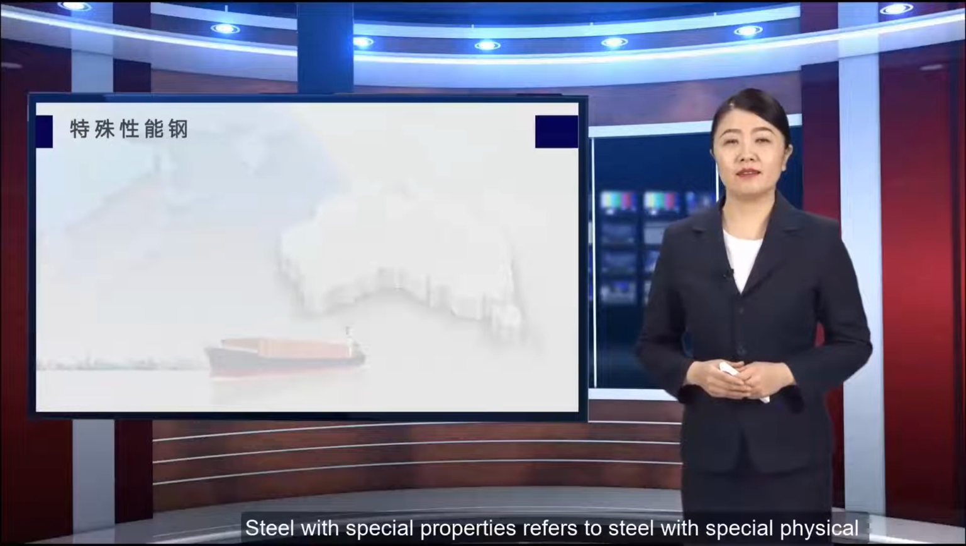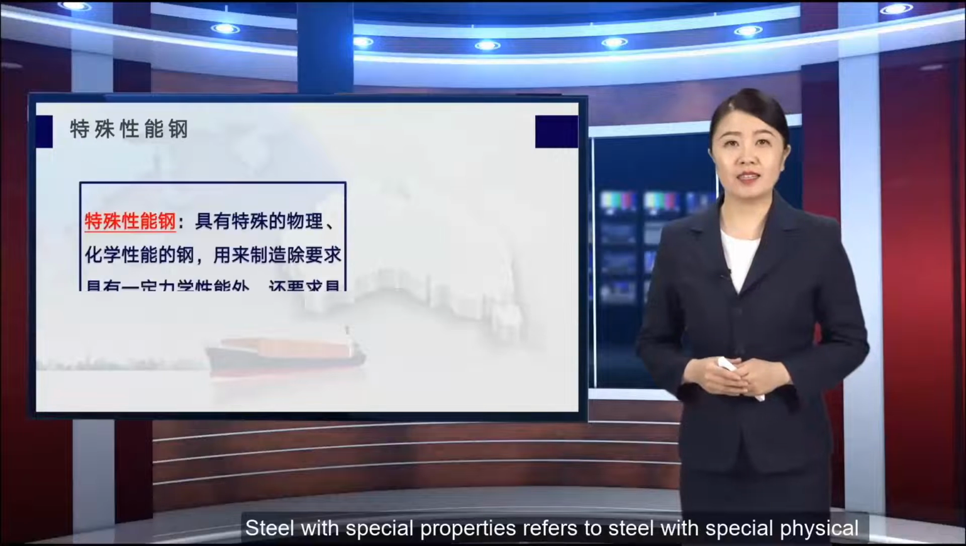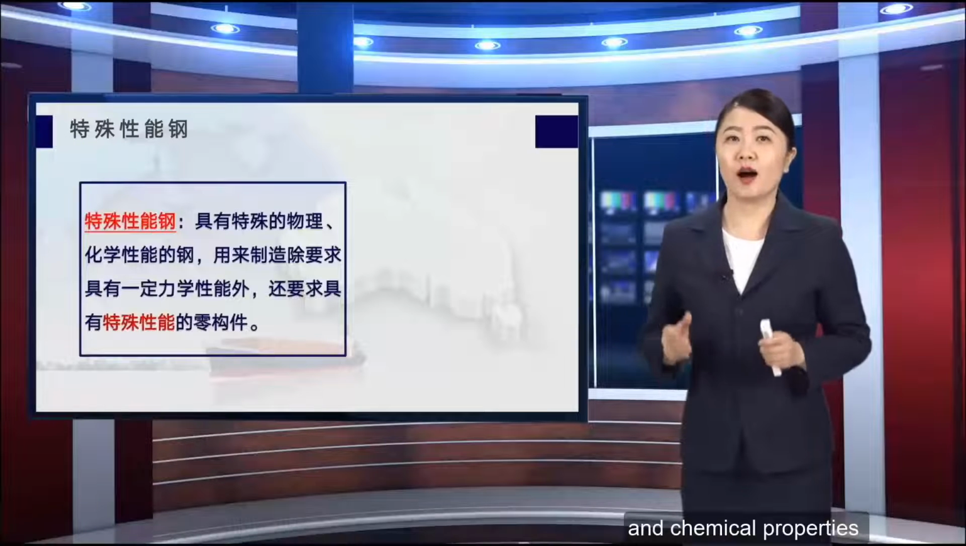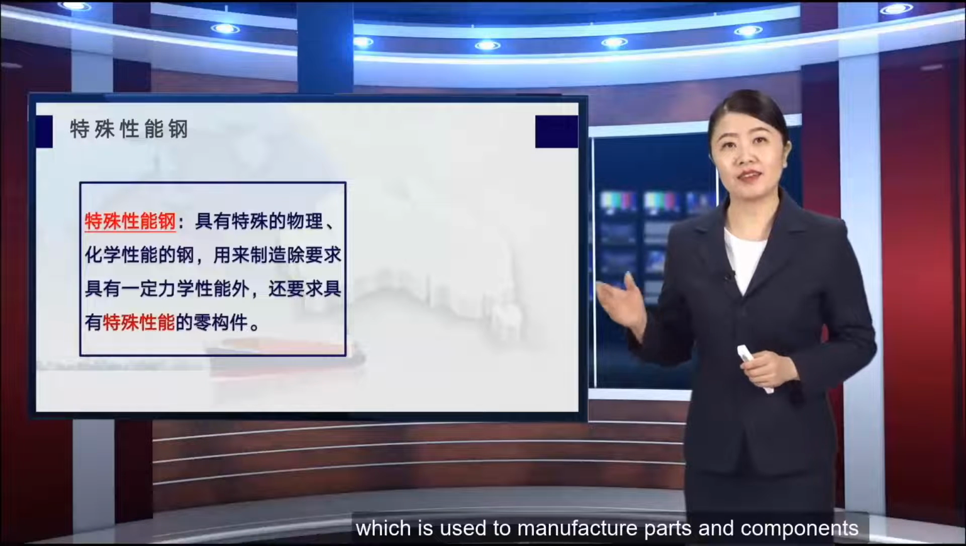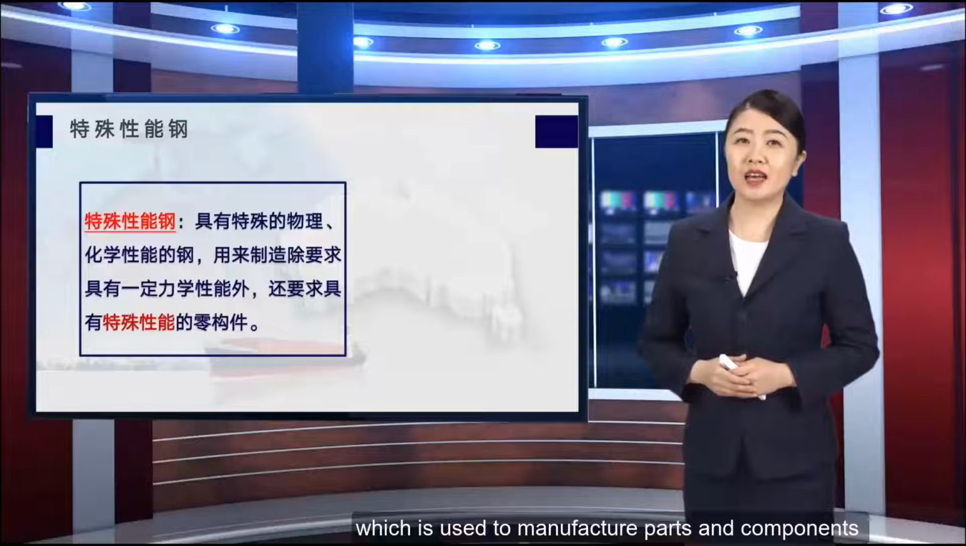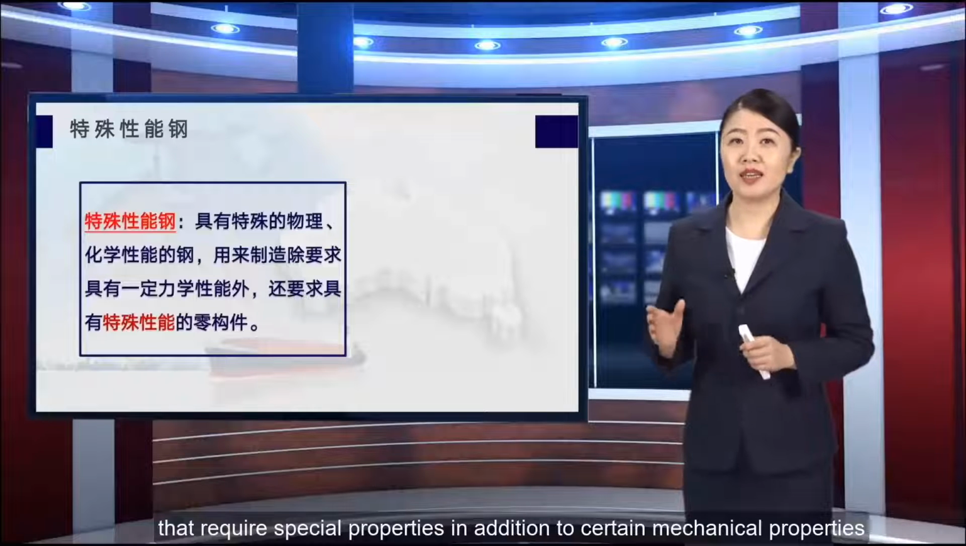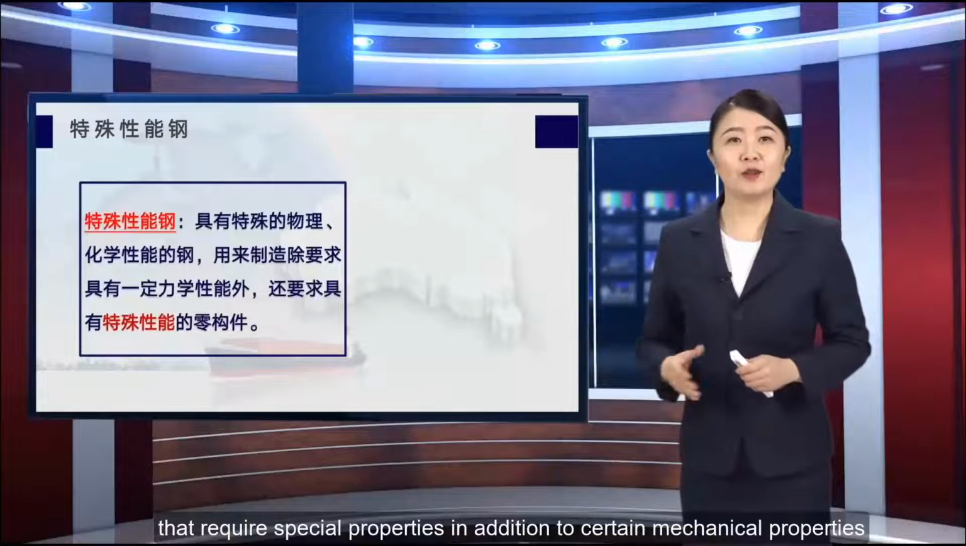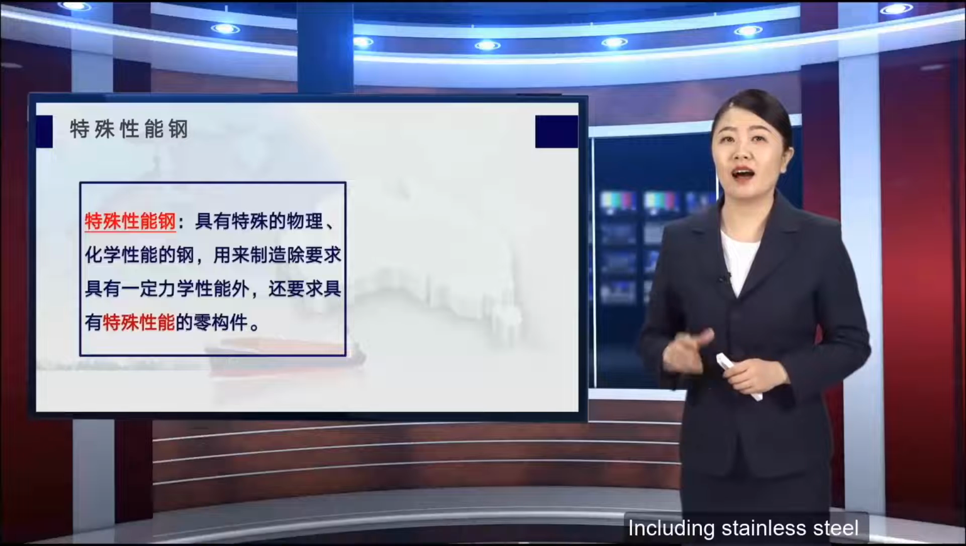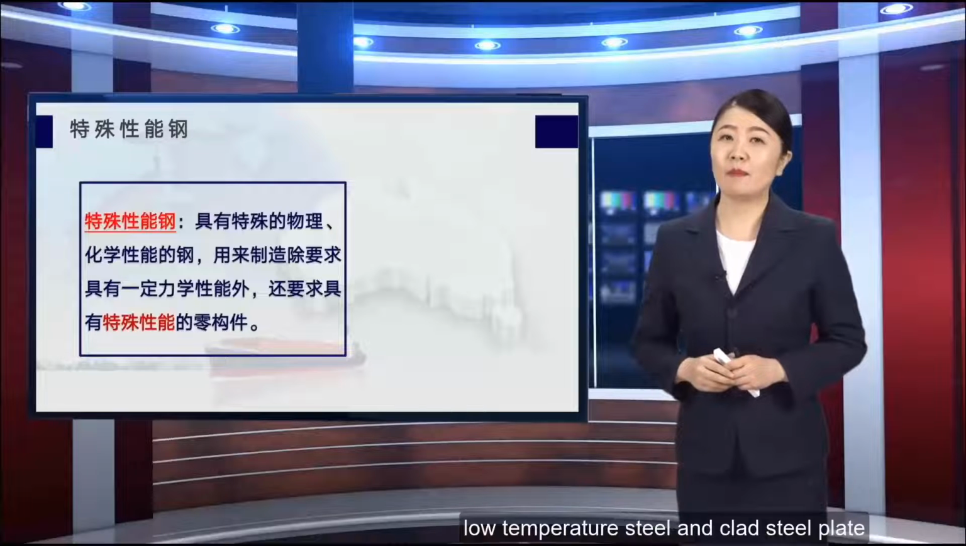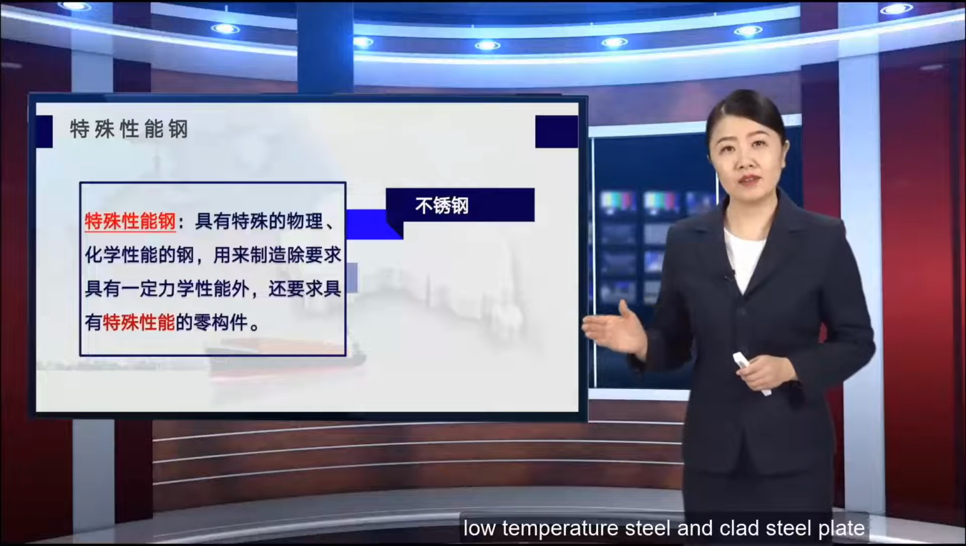Steel with special properties refers to steel with special physical and chemical properties, which is used to manufacture parts and components that require special properties in addition to certain mechanical properties, including stainless steel, low-temperature steel and clad steel plate.